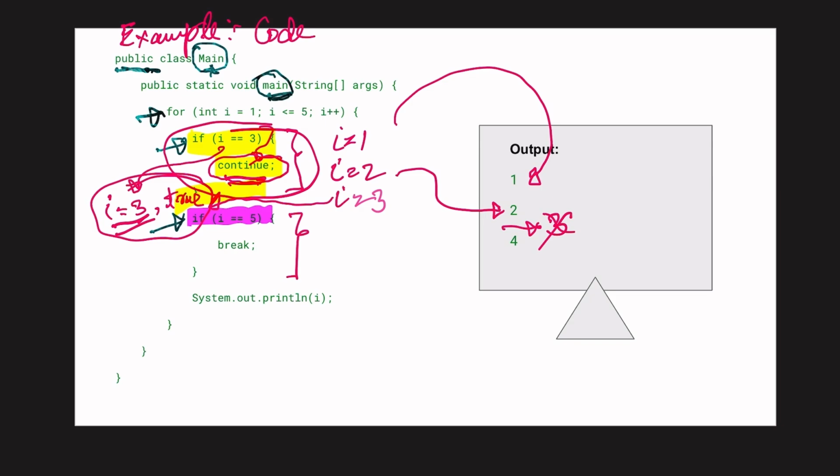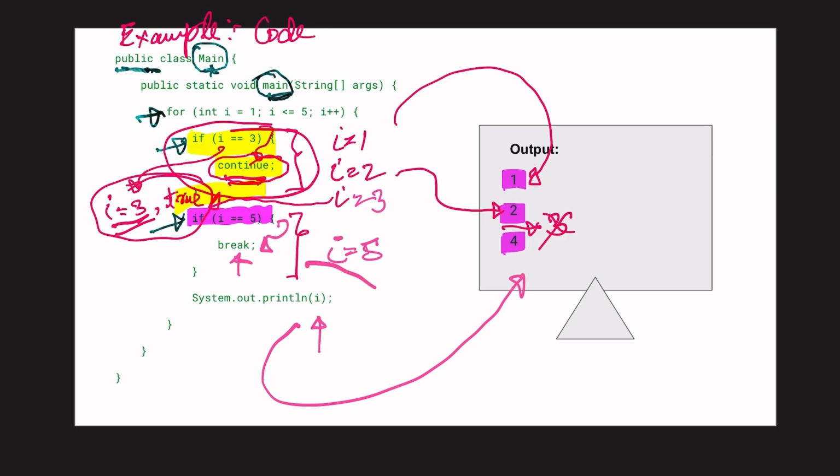And when it gets i equal to 5, it will enter inside this block. And once this break statement is executed, it exits the loop when i is equal to 5. And finally we are printing the values of i, like you can see here on the output screen. So in the output we only have 1, 2, 4. This if condition prints here, and this if condition printed 2 values, 1 and 2. Okay, so this is an example for the break and continue statements.